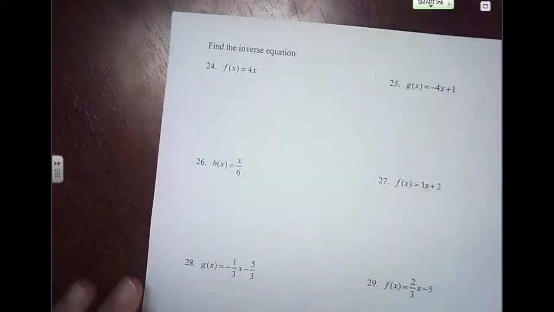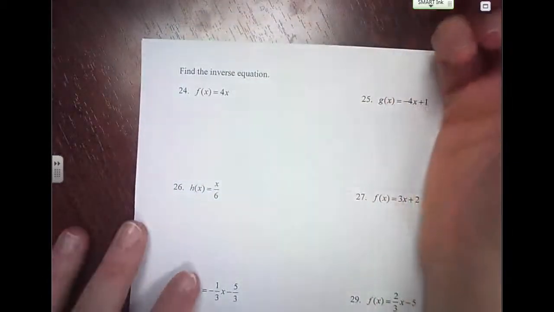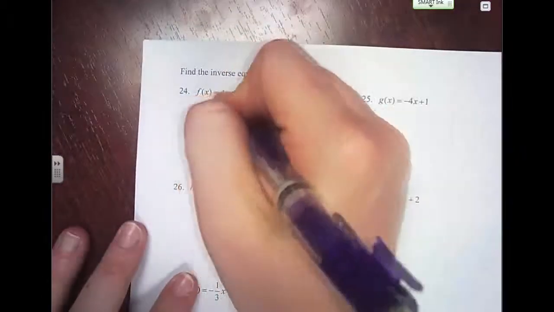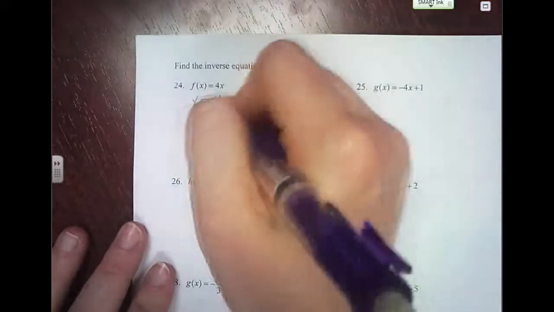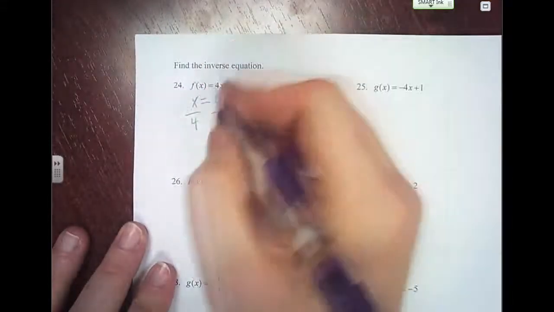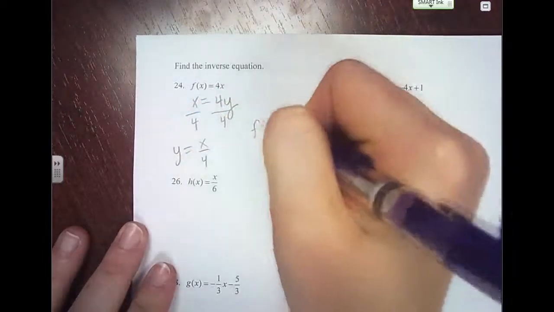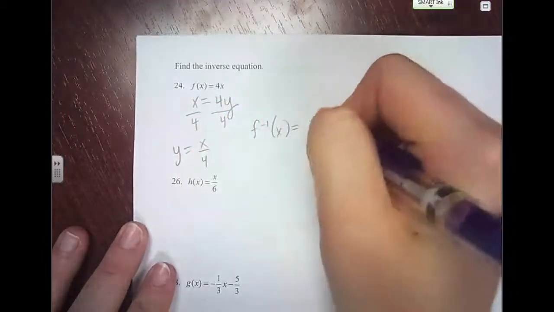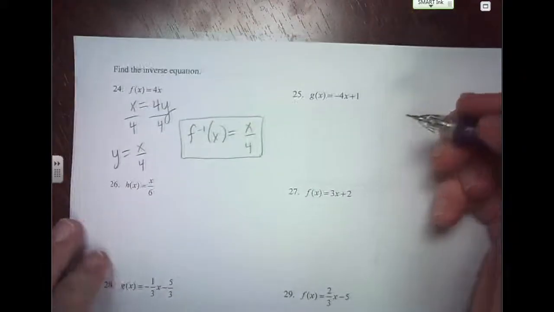Find the inverse equation. Okay, so finding the inverse equation, two things. You're going to switch x and y, so this becomes x equals 4y, and then we're going to solve for y. So divide by 4, so y equals x over 4, but then we use our inverse notation, f inverse of x equals x over 4. So there's our inverse equation.